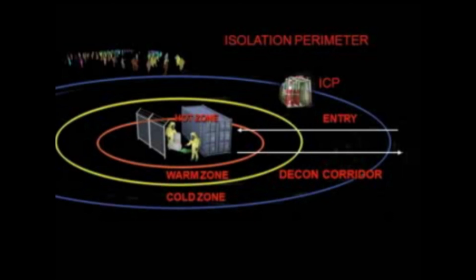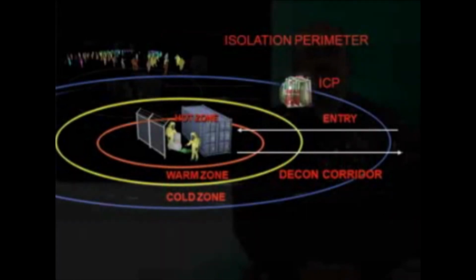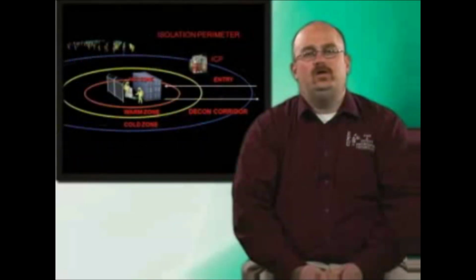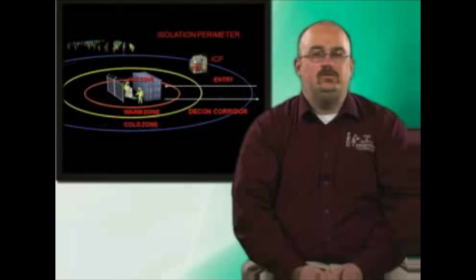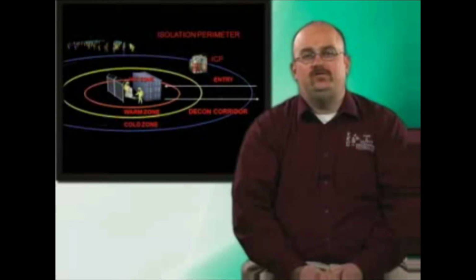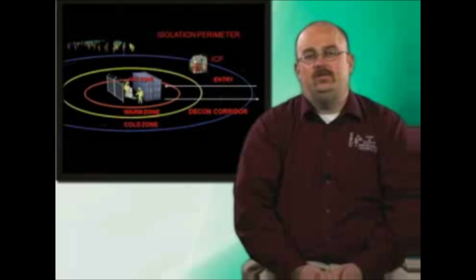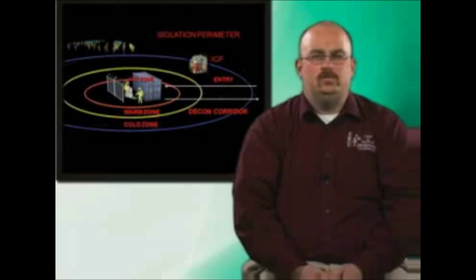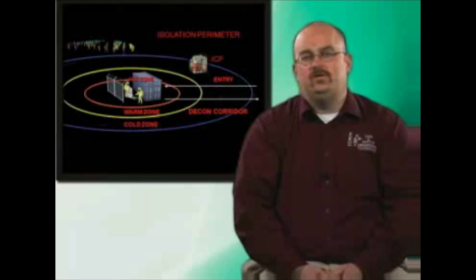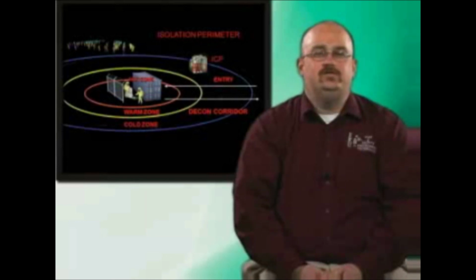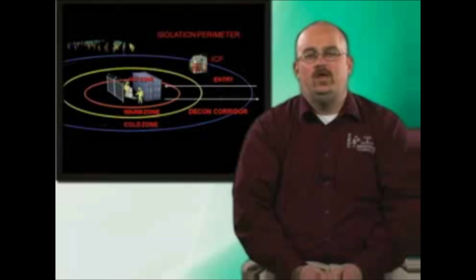Surrounding the hot zone is the warm zone. The warm zone is the control zone at a hazardous materials incident where personnel and equipment decontamination and hot zone support takes place. All movement between the hot zone and the cold zone takes place through the corridor of decontamination, which traverses the warm zone. The cold zone is the area that contains the command post and other support functions necessary to control the incident. It also helps to buffer the isolation perimeter.